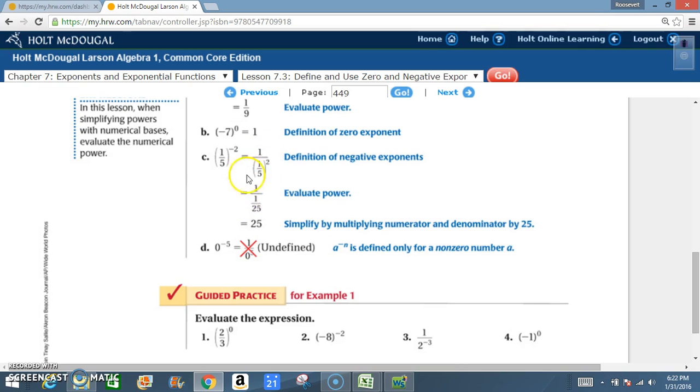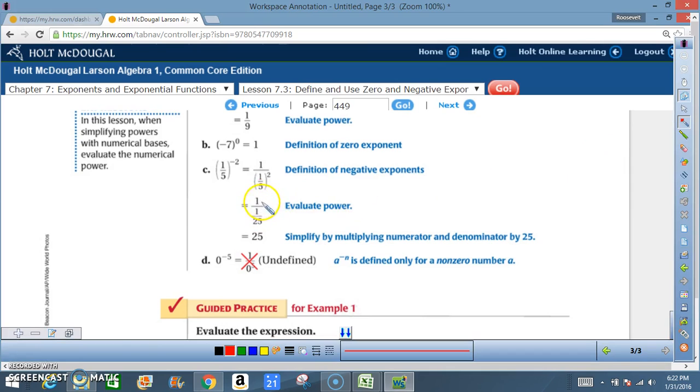So now I come down and I evaluate what that is. Okay, 1 squared is 1. 5 squared is 25. So now I have 1 over 1 over 25, and that's equal to 25. All right, now how do we get that? We simply rewrite what we see. I have 1 divided by 1 over 25. And that's equal to 1 times, what's the reciprocal of 1 over 25? 25 over 1. This goes back to like your third or fourth grade math.